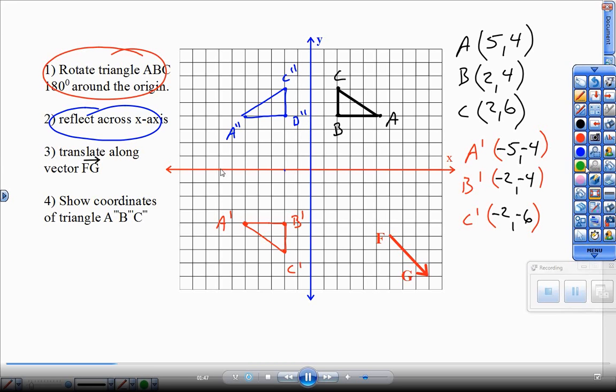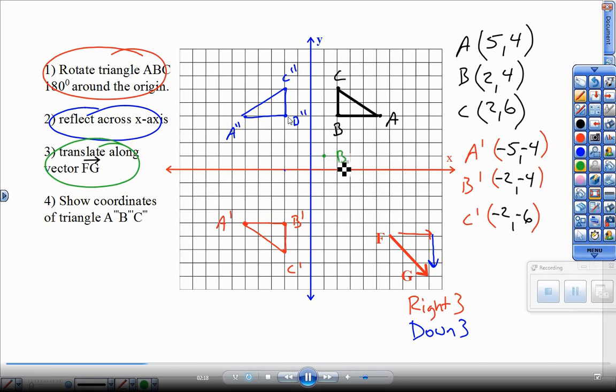And then the last thing is to do a translation along this arrow. You're sliding it along this arrow in that direction. And that arrow, the motion that it's describing, is a right 3, down 3 pattern. So every point for these double prime ones will go right 3, down 3. Every point, right 3, down 3.